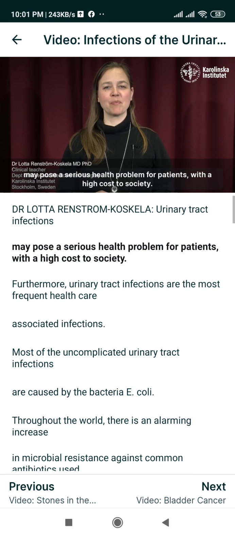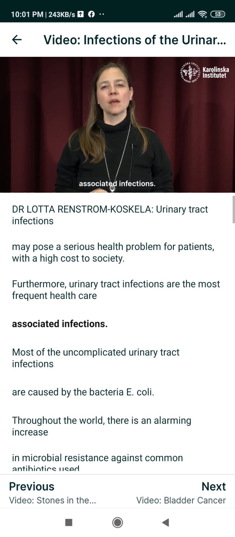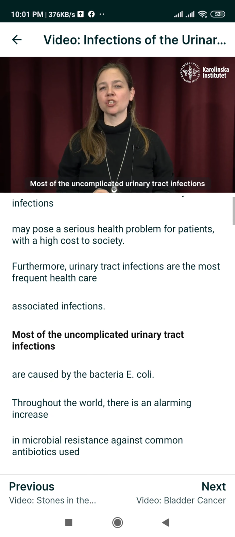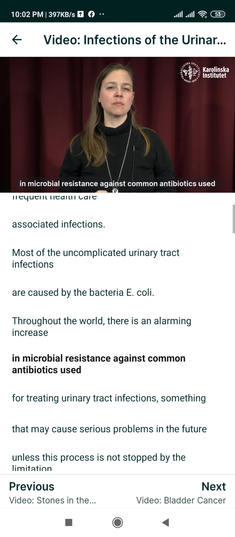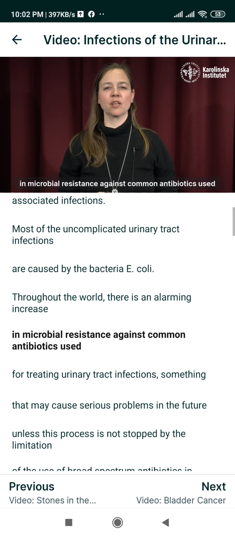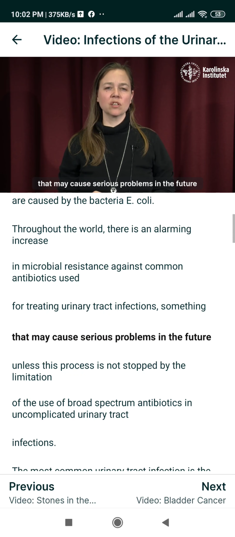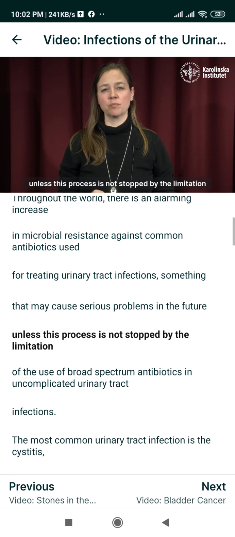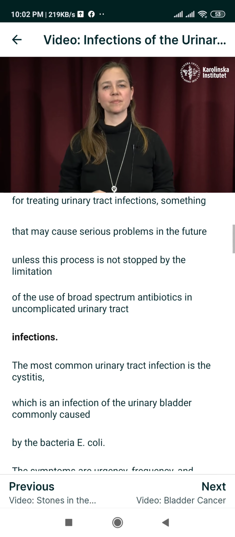Urinary tract infections may pose a serious health problem for patients with a high cost to society. Furthermore, urinary tract infections are the most frequent healthcare associated infections. Most of the uncomplicated urinary tract infections are caused by the bacteria E. coli. Throughout the world, there is an alarming increase in microbial resistance against common antibiotics used for treating urinary tract infections, something that may cause serious problems in the future unless this process is stopped by the limitation of the use of broad-spectrum antibiotics in uncomplicated urinary tract infections.